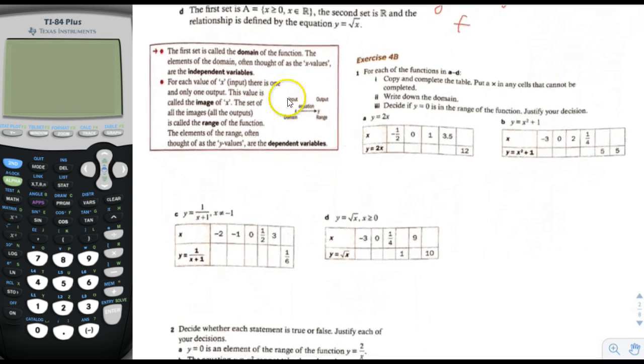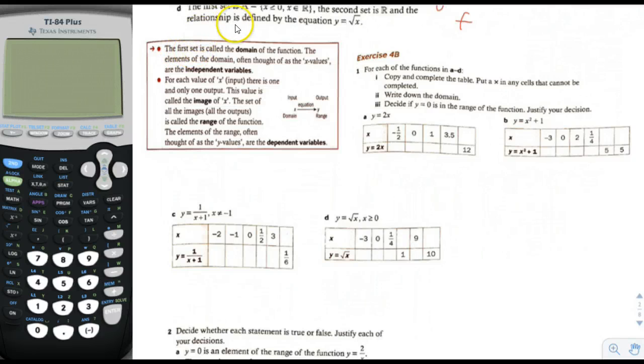Next one. So this is giving us some terms here. The first set, they always say the first set. Another name for the first set is called the domain of the function, which is the set of numbers that can be put as an input to the function, or x values, okay? Also called the independent variable, like in science projects. For each value of x input, there is one and only one output. This value is called the image of x. The set of all of the images, all of the outputs, is called the range of the function. Okay, so some terms for y, the output value, are output, image of x, range of a function, also dependent variable.